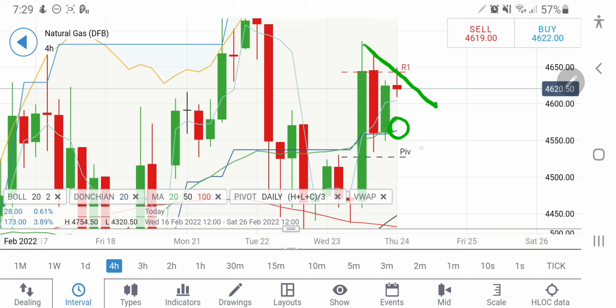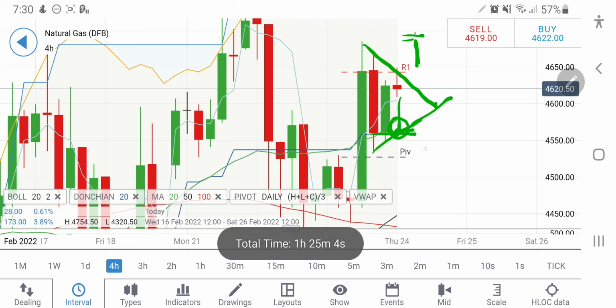Lower highs is something which we can see, and only a breakout. That is why I have said if it trades beyond 4700 levels, yes, you can take a long entry there. Till the time it remains below 4700, it may try to again come back towards 4550. Now 4550 is going to be a strong support for natural gas today.